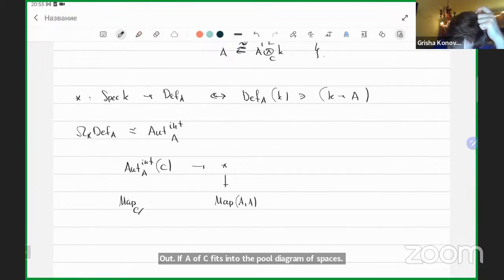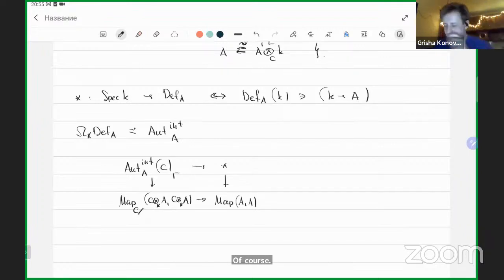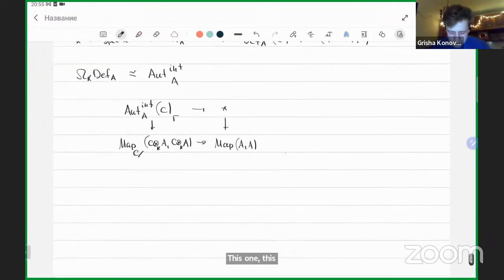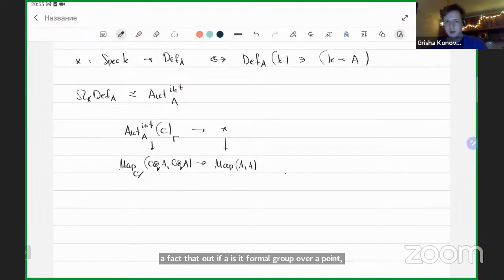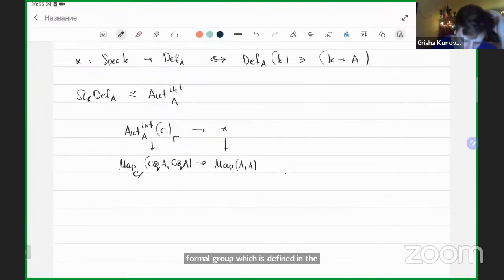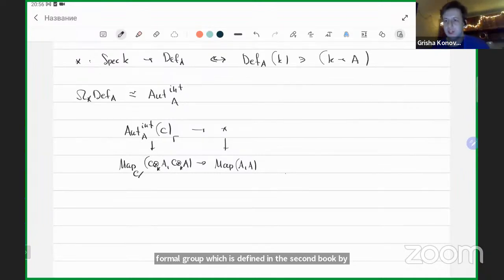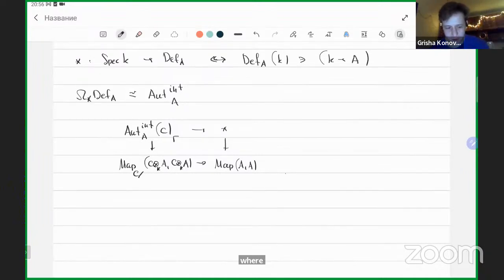This is a map over C from C. This diagram. And it is in fact a fact that Aut inf A is a formal group over a point, whatever that means. There is a good notion of a formal group, which is defined in the second book by Gaitsgory and Rozenblyum, where the foundations for this kind of stuff were laid out.